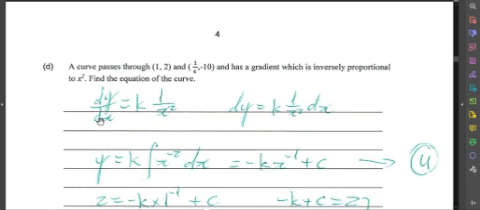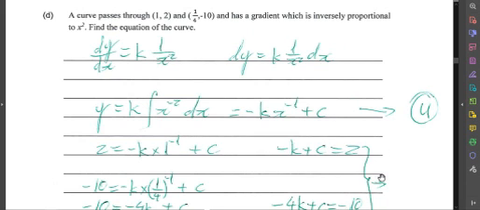Yes. So if I move the dx to the other side, I end up with dy equals k 1 over x squared dx. I take the integral of both sides. Integral of dy is going to be y. Integral of k 1 over x squared dx is k integral of x to the minus 2 dx, and that is negative k x to the minus 1 plus c. Okay?